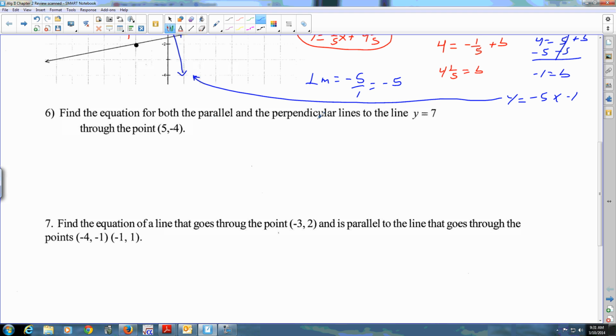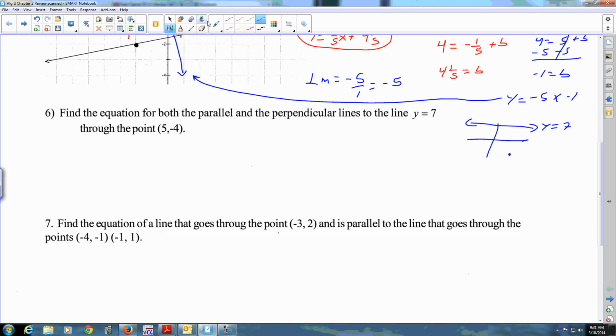Find the equation of both the parallel and perpendicular lines. Okay, well, hold on a second here. Draw a picture of it. The point 5, negative 4, 5 over, 4 down, and the line that you're given. So that's the point that I want to draw it through. The line that you're given is y is equal to 7. So this is the line y is equal to 7.